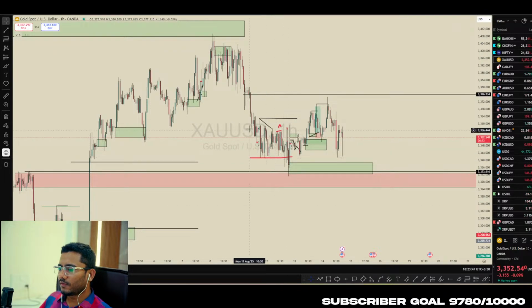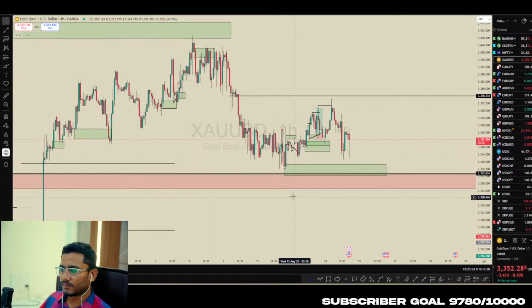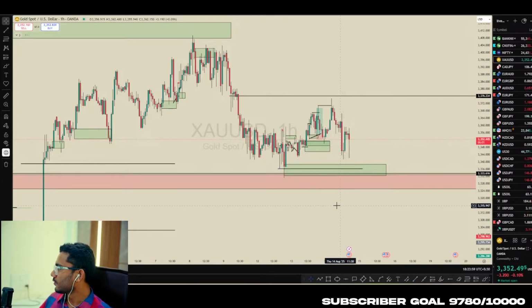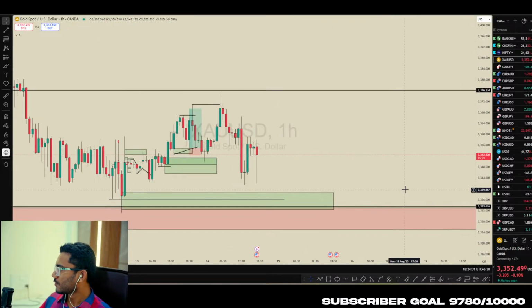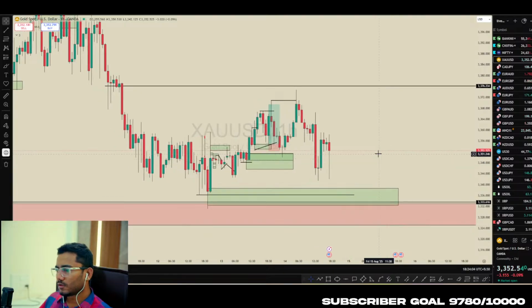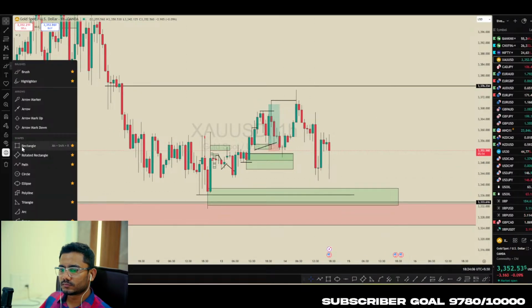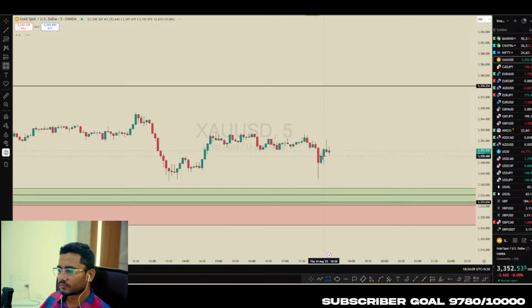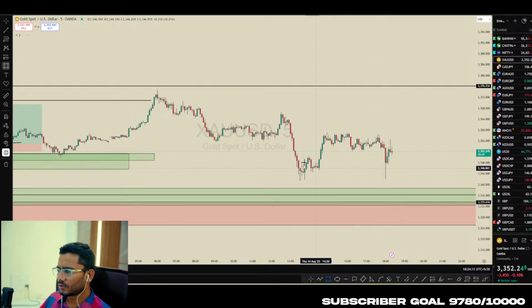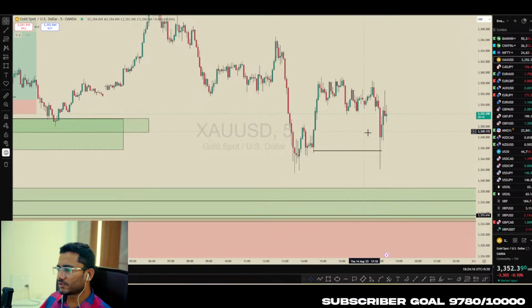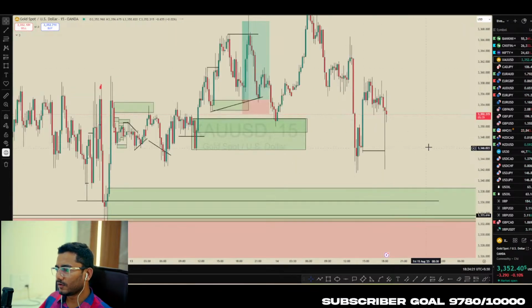On gold, just like yesterday, we have this wick which took out the liquidity from the left side, this one, this one, this one. This is not a break of structure. If price closes between this structure, then probably it can be a sign of reversal.